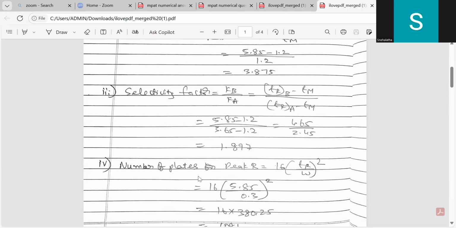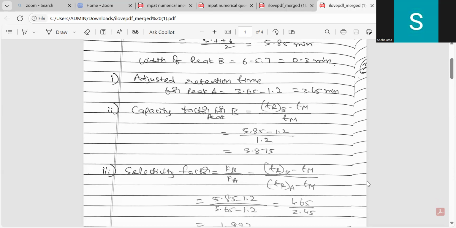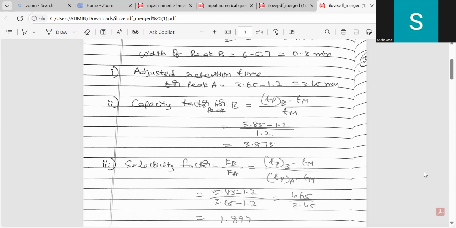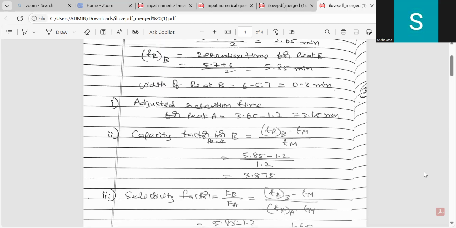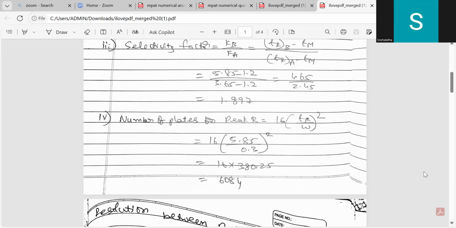Next, number of theoretical plates for analyte B is 16 (TR by W) whole square. For analyte B, the retention time given is 5.85 minutes. So 16 multiplied by (5.85 divided by 0.3) whole square. 0.3 is nothing but the width of the peak. So the width of the peak is 0.3. So the answer is 6084.